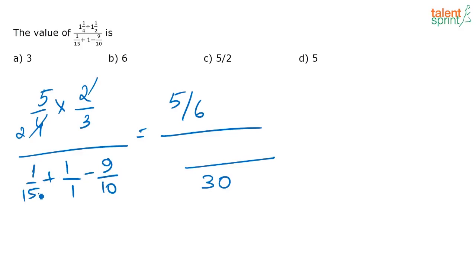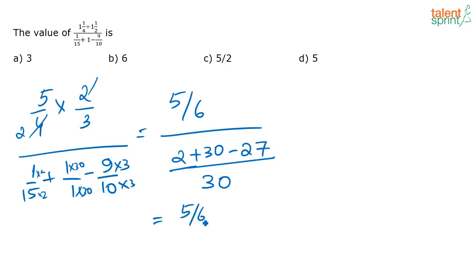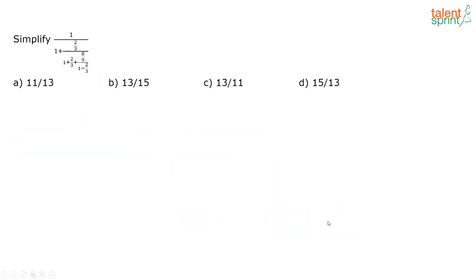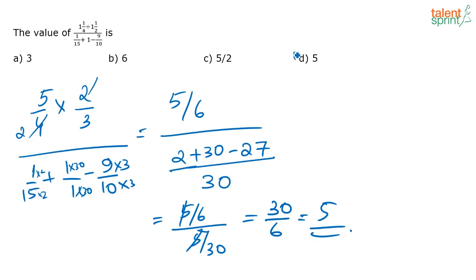So 15 into 2 will give you 30, so the numerator will become 2, correct? I will multiply the numerator also by 2. Similarly, 1 into 30 will give you 30, so I multiply the numerator also by 30. 10 into 3 will be 30, multiply by 3. So that's what you get. So 5/6 divided by (32 minus 27)/30, that is 5/30. So cancel these, you are left with 30/6, that is equal to 5. That is option D.